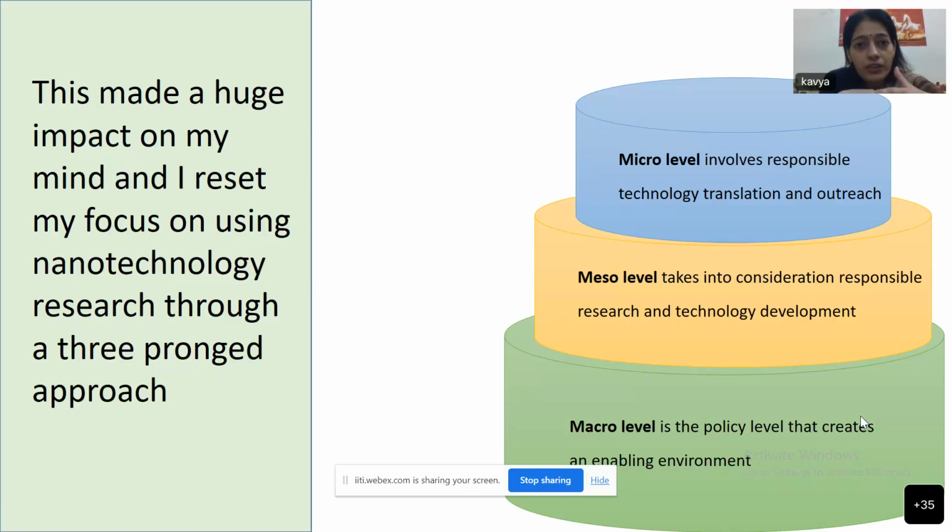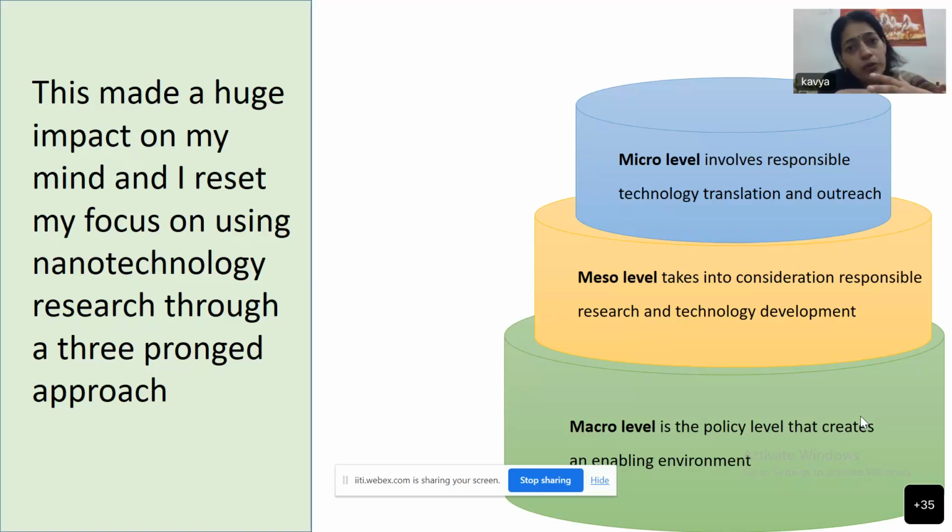Then at meso level, I had always been a responsible researcher, and I encourage my co-researchers, my fellow students, my PhD students, my postdocs, that whenever you are undertaking a research, please do not miss out the last mile. They are the ones who would be acting as your source and your sink both. So make sure the research is inclusive.